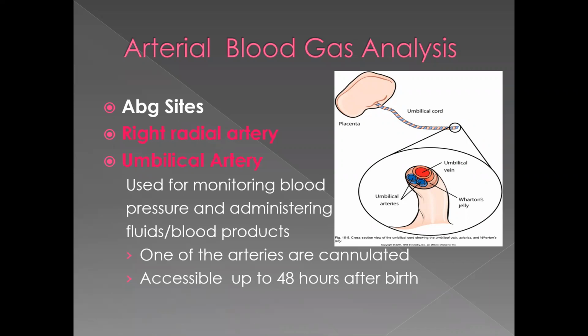And then I just want to clarify this. It says the umbilical artery is used for monitoring blood pressure, which makes sense, and administering fluids and blood products. You don't administer fluids and blood products to an artery. You administer fluids and blood products to a vein because you want it to go back to the liver and then into general circulation. So I just wanted to clarify that.